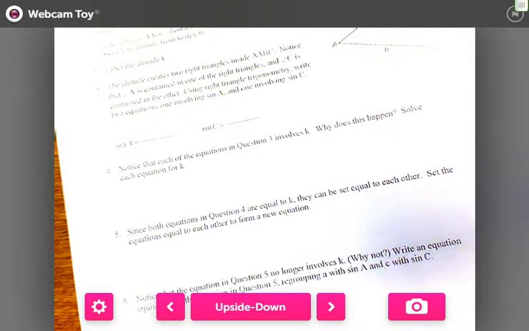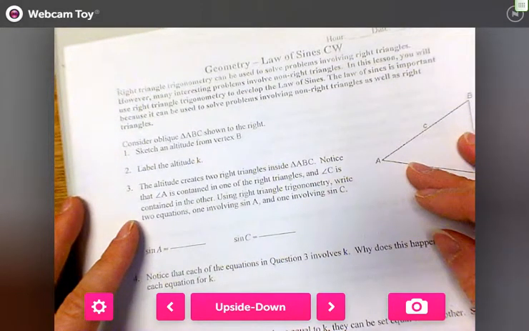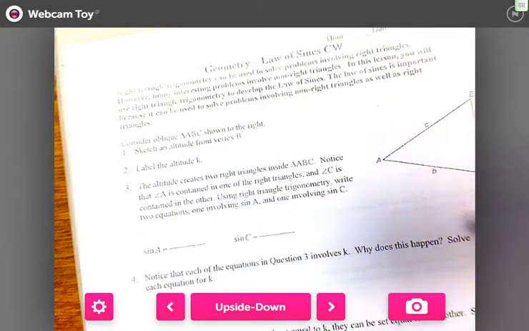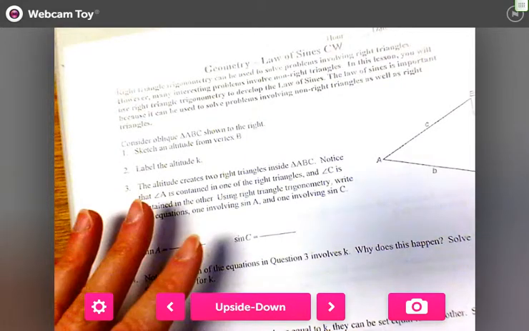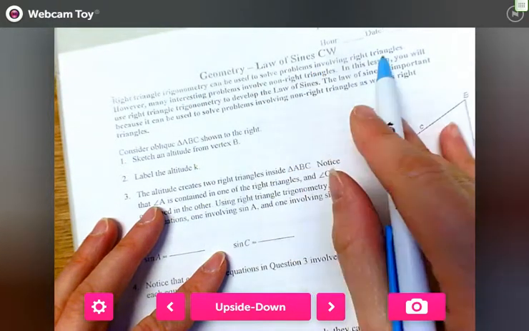Going to learn about finding the law of sines, okay? So it kind of gives all the directions right here that we can do. I find that people miss little pieces of the directions, so I want to go over it as a whole class, okay? Right triangle trigonometry can be used to solve problems involving right triangles.